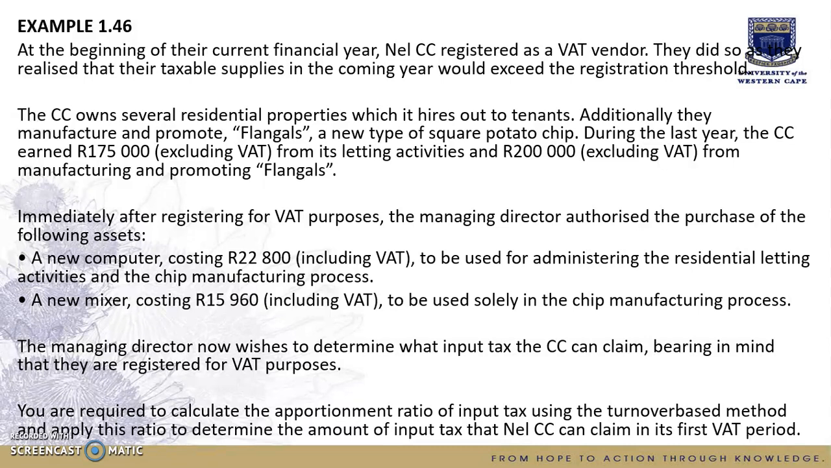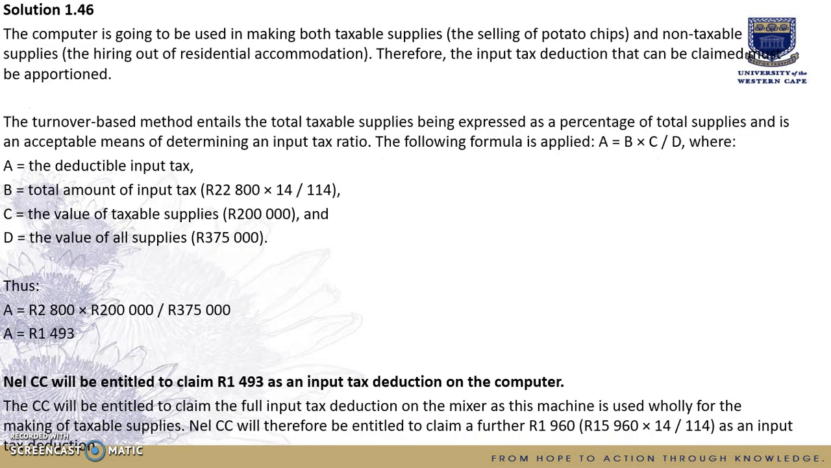Okay, let's quickly have a look at this example. Very important. I think pause the video as well and read through it properly. It's no use for me just reading it. Okay, so if we read through this quickly, we immediately see that there's letting activities of residential properties, which is exempt for VAT purposes, and we have a normal manufacturing process, which is taxable supplies. Alright, and there's two things that the VAT vendor purchased: a new computer and a new mixer, and he wants to determine what part of it he's going to be able to claim for input tax.